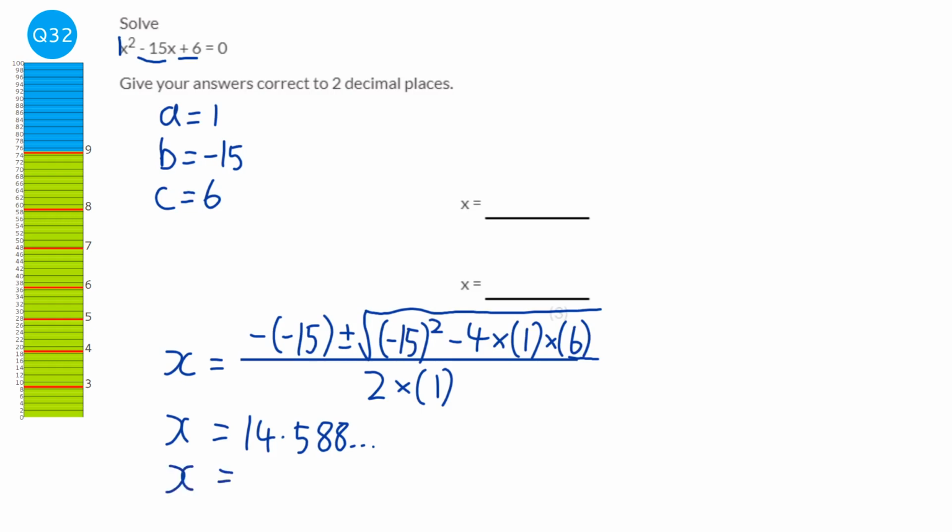Most calculators have cursor keys. You can go back and delete it and change it, and you get 0.411 and so on. So to 2 decimal places, our solutions are 14.59 and 0.41.